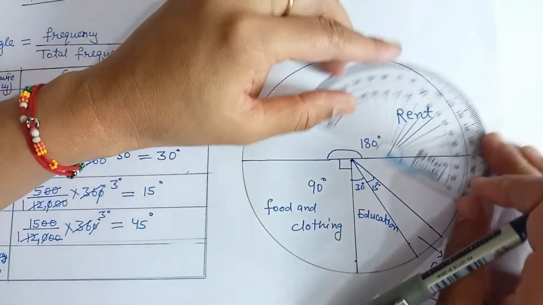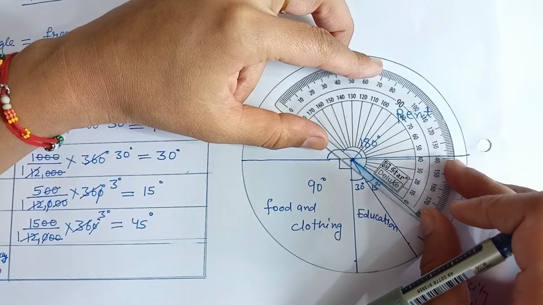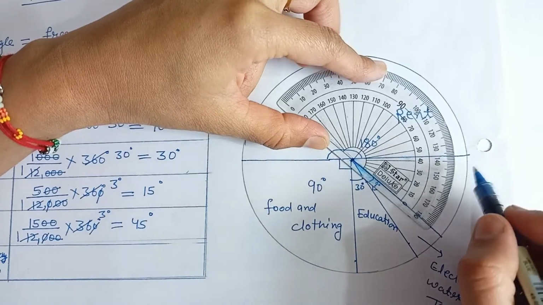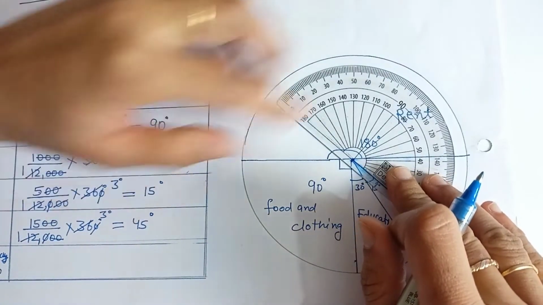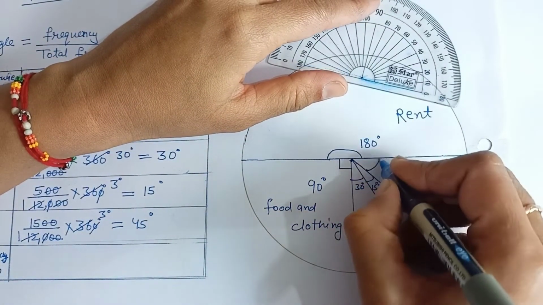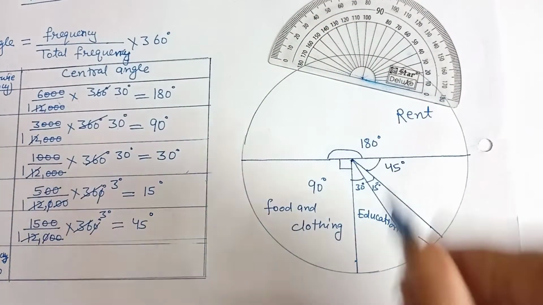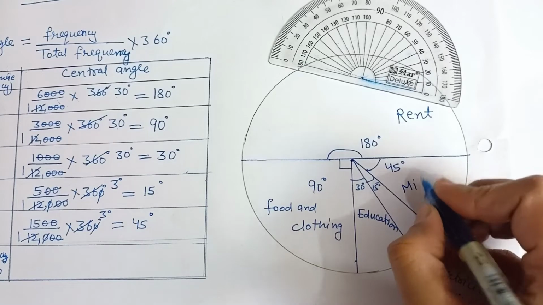And this remaining angle will be of 45 degree. You can measure. See, this is already of 45 degree. This is because the sum of all the angles is 360 degree. That's why it remains only 45 degree. And for what is it? For miscellaneous.